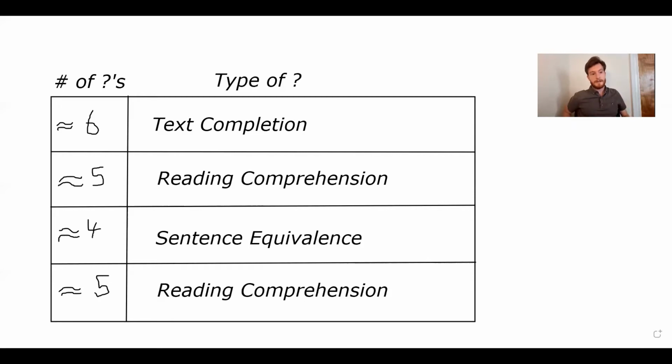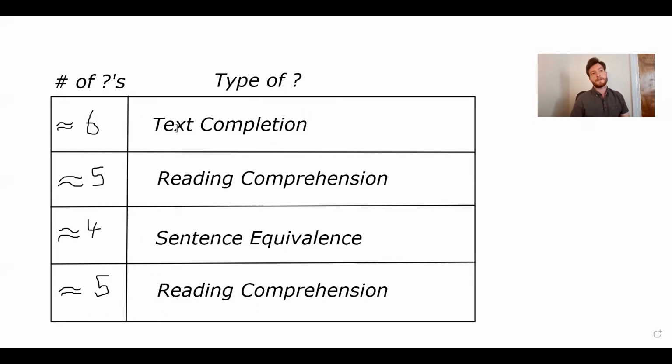This here is the types of questions listed out in order, in how they're going to be displayed in your exam. So you're going to start the exam with the text completion questions, about 6 of them. I say about because it might be 7, and then, for example, sentence equivalents might only be 3, something like that. But this is generally what it is. You'll have 6 text completions to start. Then you'll have 5 reading comprehension, then 4 sentence equivalents, then 5 reading comprehensions.